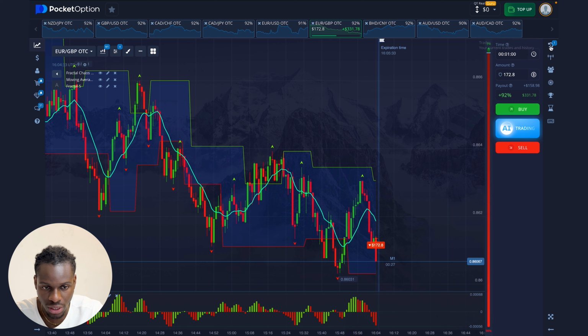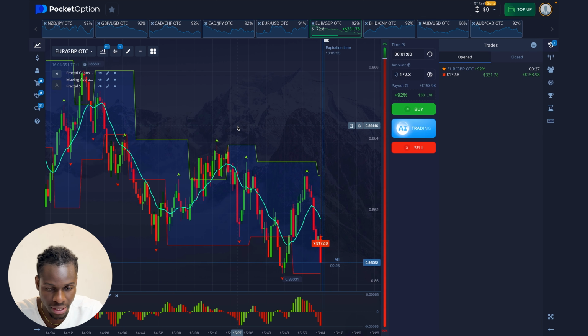Let's see how this one closes, guys. But this is a very high probability setup. I'm really confident in this one. But like I said, let's see how it ends.